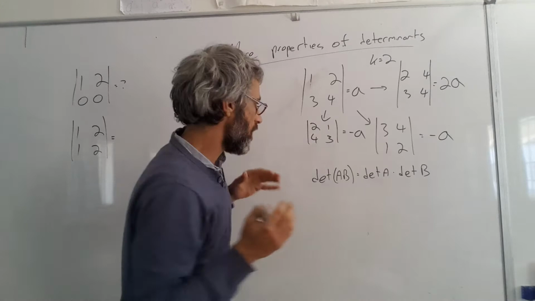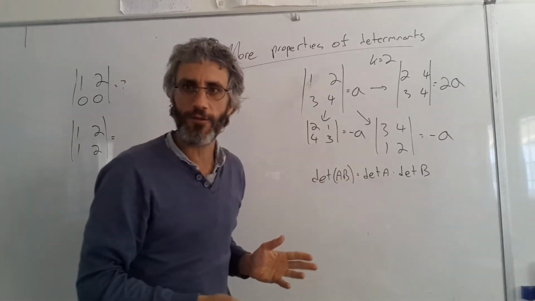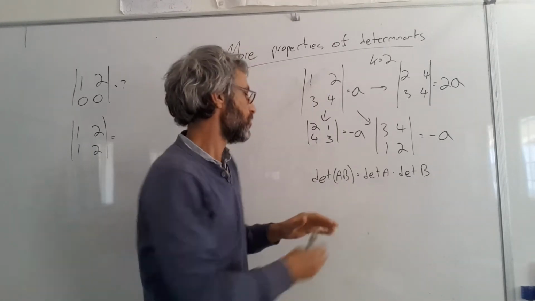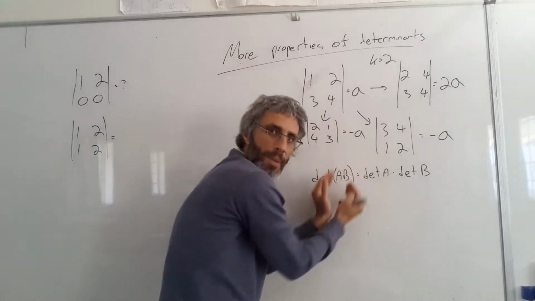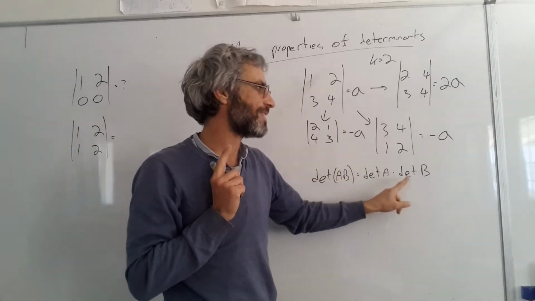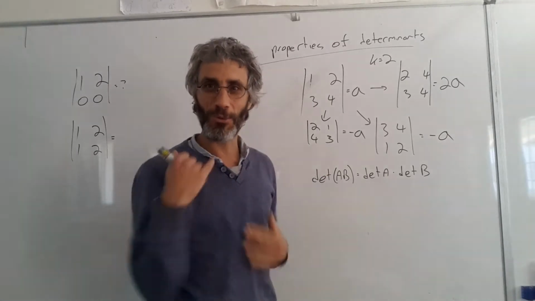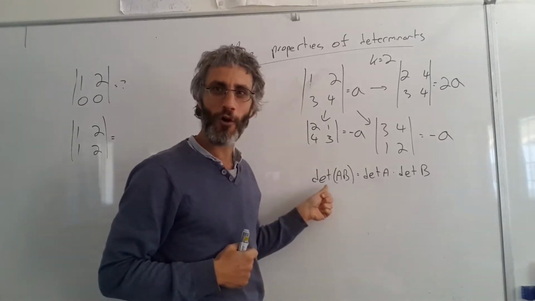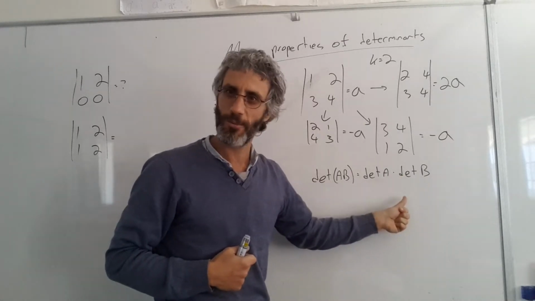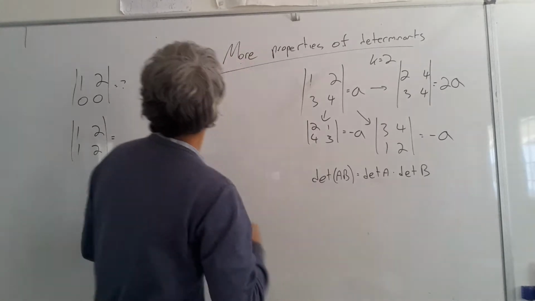Then the last property that I'm going to use today is if I have a matrix which is a product of two matrices, A times B, the determinant of this combined matrix, A times B, is the determinant of the first matrix times the determinant of the second matrix. In other words, the determinant of the product of the matrices is the product of the determinants of each matrix. Okay, what am I going to use this for?